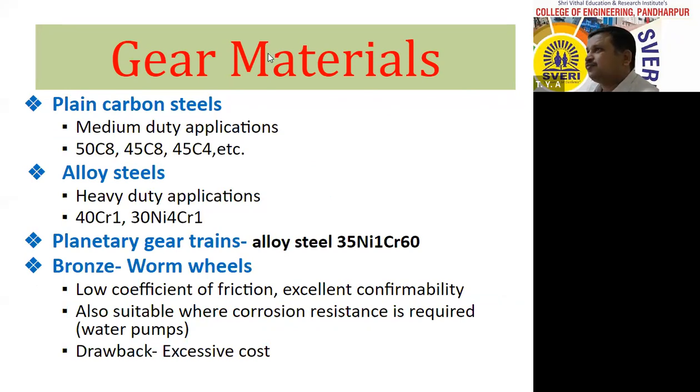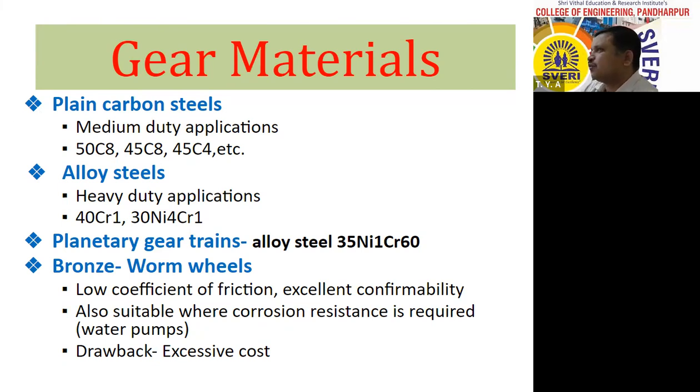Then for manufacturing of gears, these plain carbon steels are used. Which are plain carbon steels? 50C8, 45C8, 45C4, etc. These are used for medium duty applications. 50C8 means what? 50% carbon. 45C8, 45% carbon. लक्षात ठेवा. Alloy steels are used for heavy duty applications.